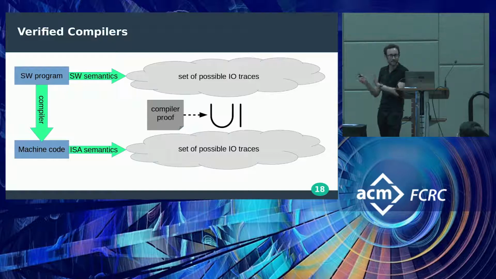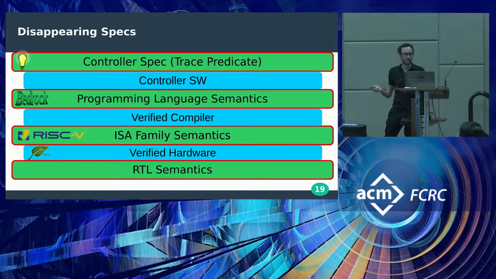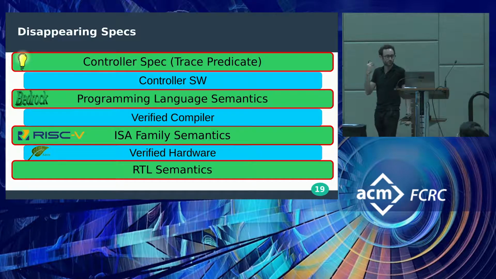And we're actually going to take this kind of subset inclusion and push it all the way up our stack of components. So recall this diagram. We're going to prove a subset inclusion between everything the RTL could do and everything the ISA says is supposed to be able to happen, and then another inclusion from what the ISA says can happen to what the programming language says can happen, and then from programming language to the trace predicate we've written directly, saying what are the top-level I/O interactions that our controller is supposed to be able to have.